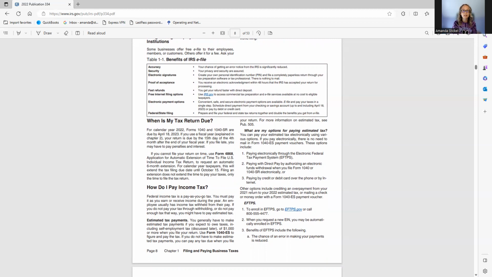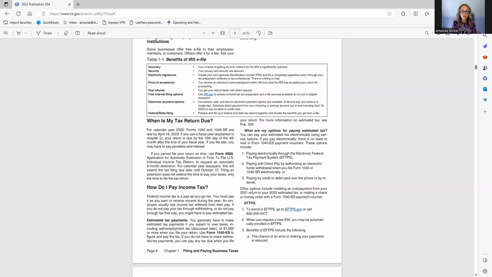When is my tax return due? For calendar year 2022, Forms 1040 and 1040-SR are due by April 18th, 2023. If you use a fiscal year, explained in Chapter 2, your return is due by the 15th day of the 4th month after the end of your fiscal year. If you file late, you may have to pay penalties and interest.